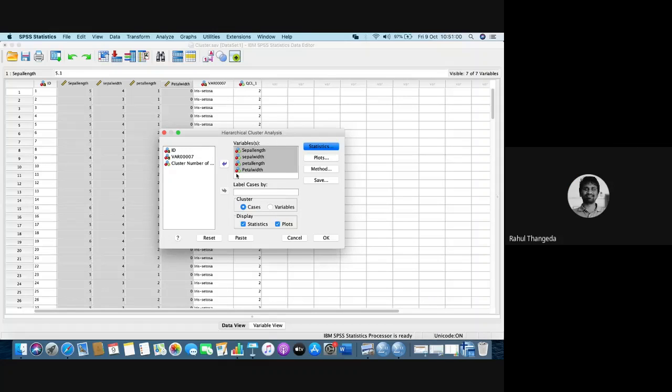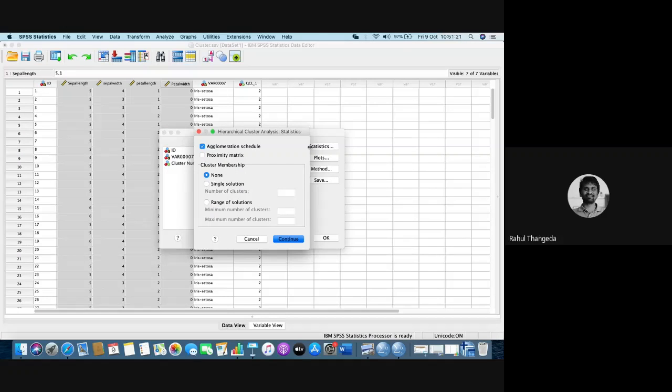So for a moment, you all have fixed them, right? 1, 2, 3, 4. All of them have been pushed here, and anyway we want the display of plots and statistics, and we want the cluster by cases. It is by the number of groups, I mean the number of people or number of flowers here. So now the first step that I'll be doing is statistics. I'm clicking on statistics.